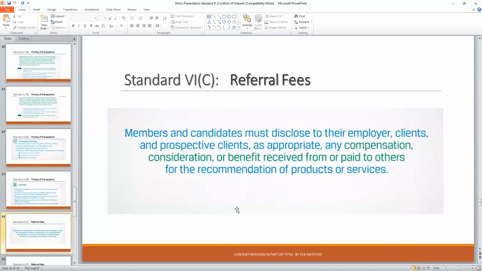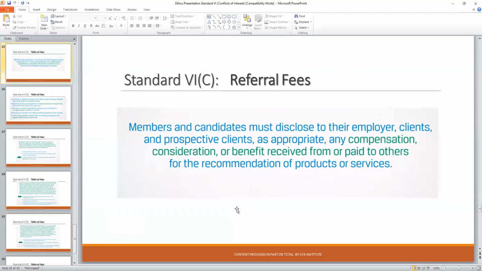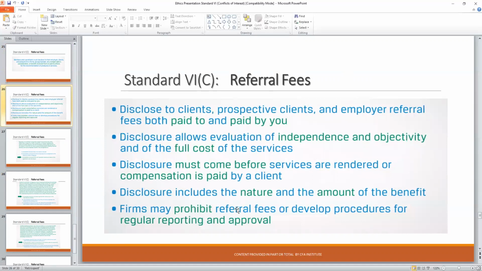Okay, so the last section of Standard 6 is the referral fees. Members and candidates must disclose to their employers, clients, and prospective clients as appropriate any compensation, consideration, or benefits received from or paid to others for the recommendation of products or services. Disclose to clients, prospective clients, employer referral fees paid both to you and paid by you.